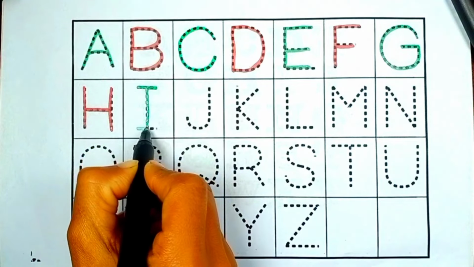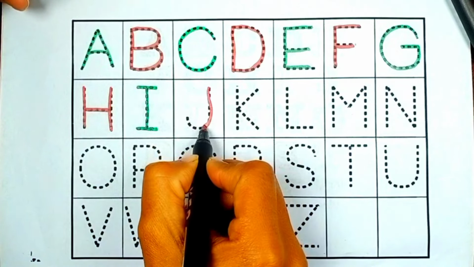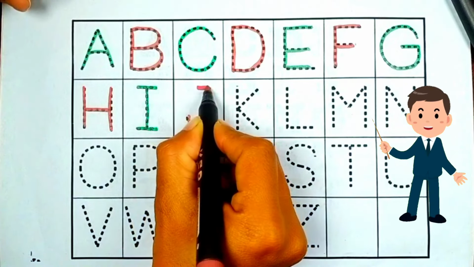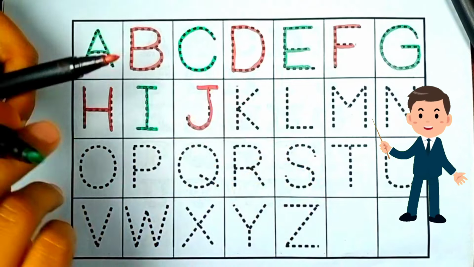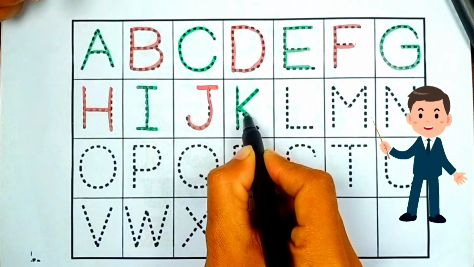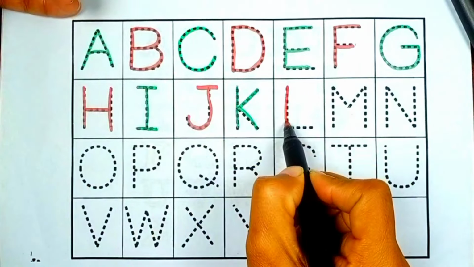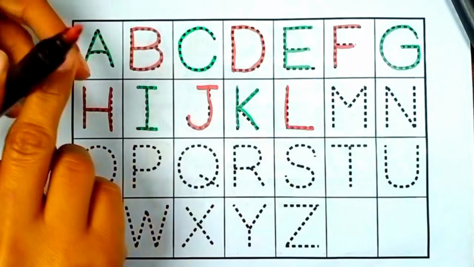I for ink. J for jar. K for kite. L for lamp.